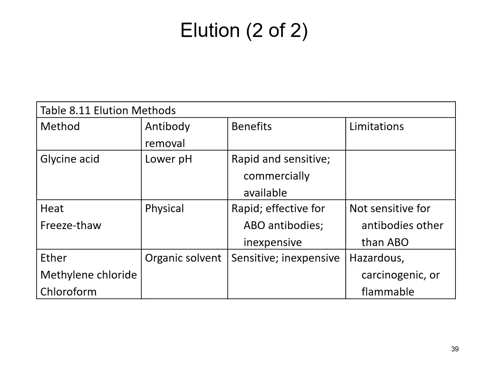Again, I said there's a few techniques that you can do. You can use glycine acid, which is going to lower the pH, which is going to cause those antibodies to be removed, and this is a commercial reagent. There's also a commercial reagent of ether methanol chloride chloroform that will also help with removing those. And then the one that is really very easy to do is the heat freeze thaw method. So this is an actual physical method.